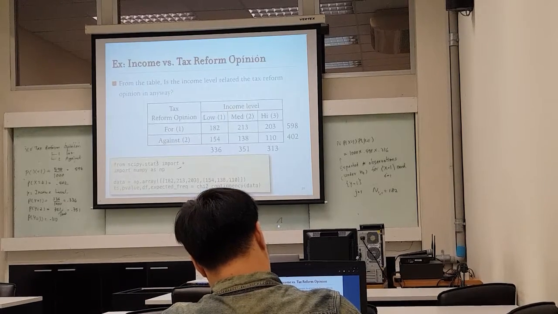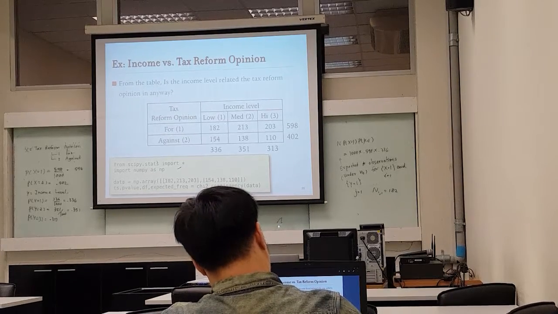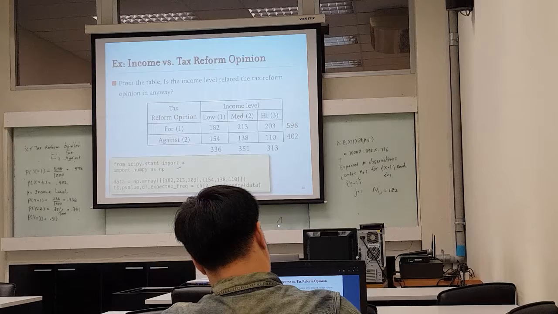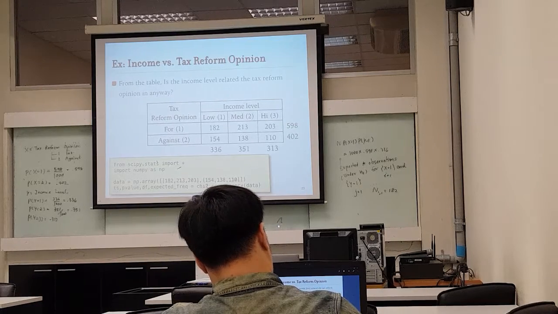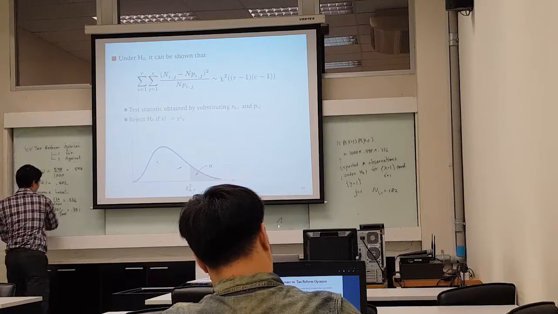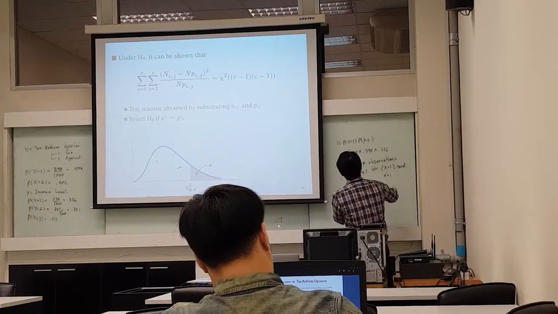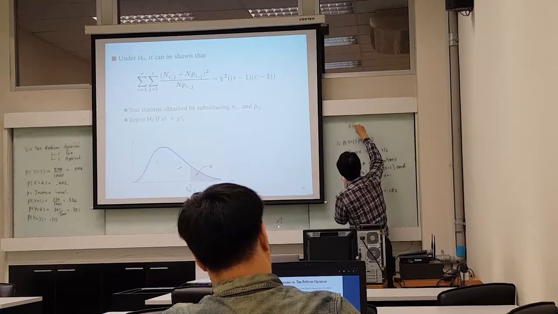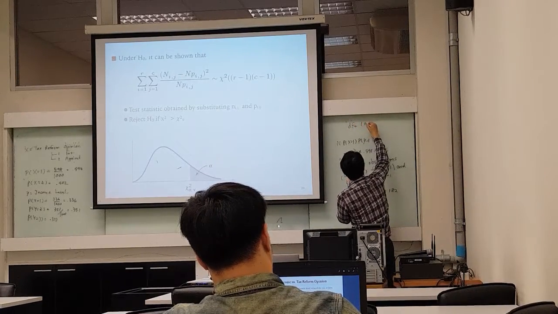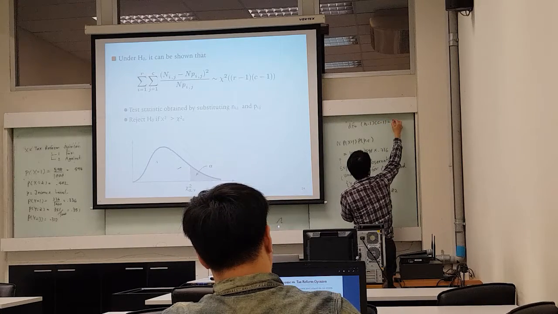So R is 2, and R minus 1 is 1. C is 3, C minus 1 is 2. Okay. So the degree of freedom is (R minus 1) times (C minus 1), which is 2.